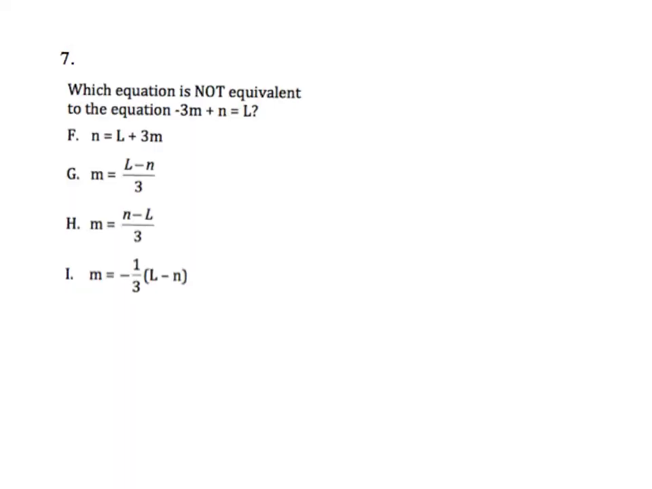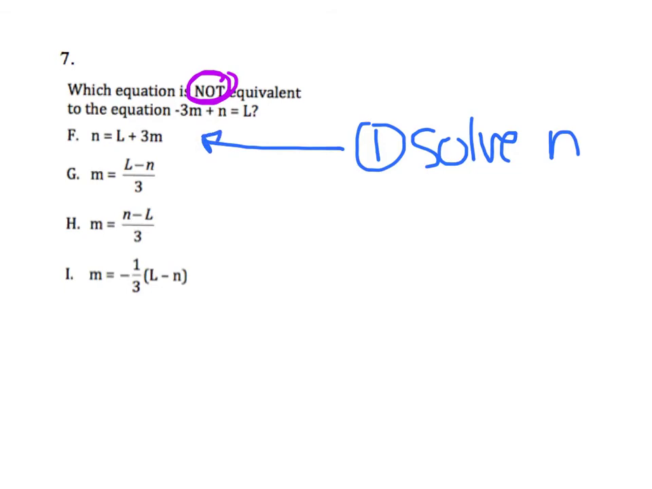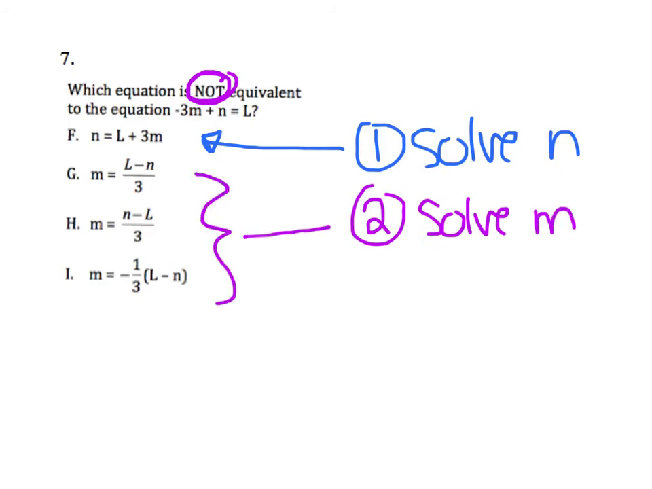Ready, pause. Problem number 7, I'm actually going to read it to you. It says, which equation is not equivalent to the equation minus 3m plus n is equal to L? Here's how I would go about solving this problem. First, I would solve for n to see if F is correct. Then, I will solve for m to see if G, H, and I are correct. Pause the video, solve problem 7, and hit play if you need another hint.